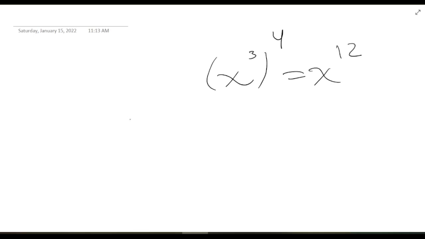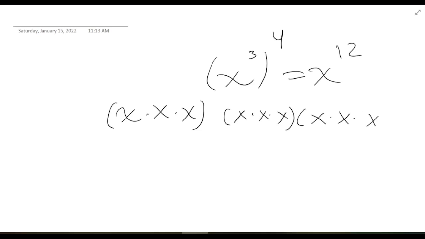And we already proved this, but I'll prove it to you one more time. So x to the 3rd is x times x times x, and we just have to do that 4 times. So x times x times x, x times x times x, and so on. So this is x to the 3rd, 4 times. And if you count the number of x's, there are going to be 12 of them. So that's how we get x to the 12th.